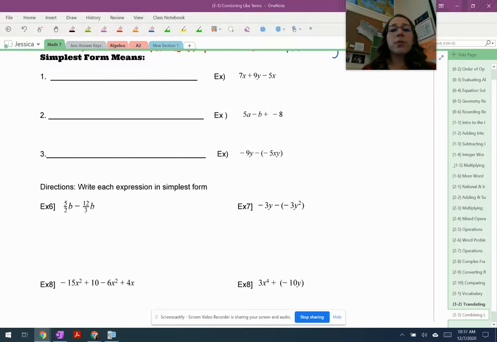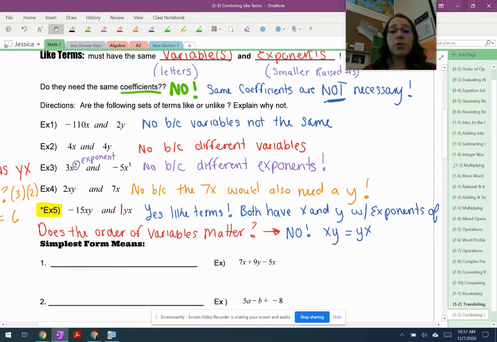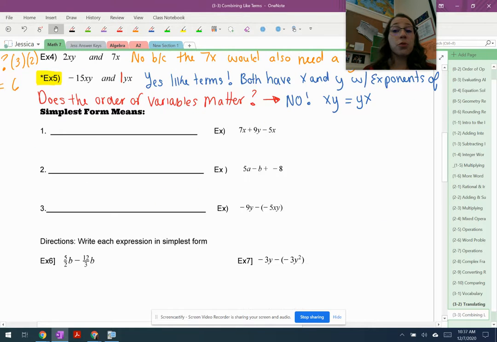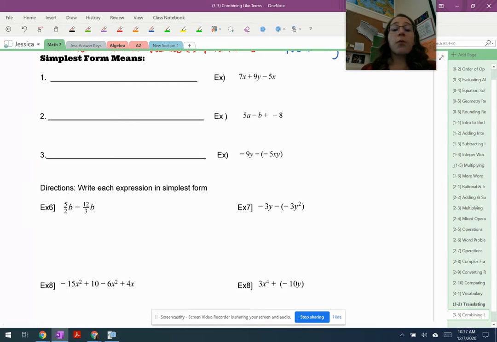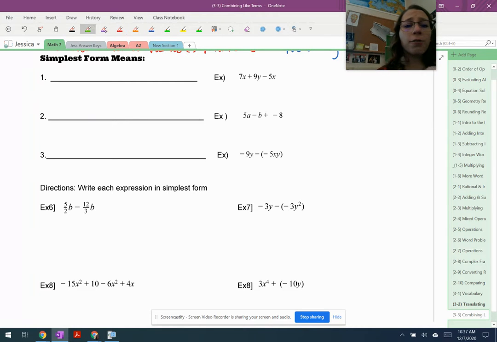This is Math 7, notes for 3-3, and this is moving on to the second part. We talked about identifying and determining like terms in the previous video, which is super important. So now we're going to talk about writing these expressions in simplest form. And again, right from your notes or right from those vocabulary words, simplest form has three requirements in order to be considered simplest.